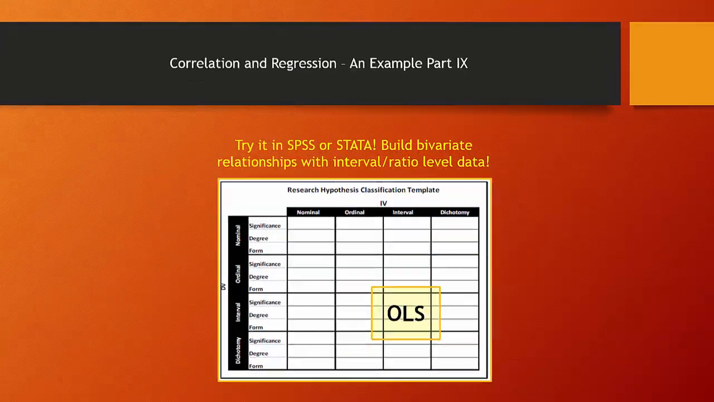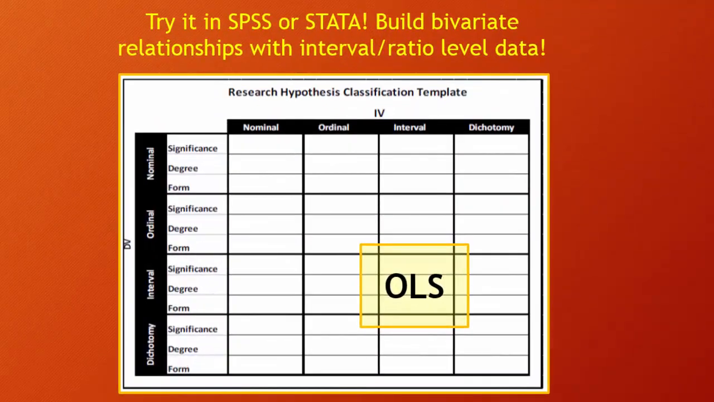Fantastic. That's a lot of coverage here. Way to go. Now what you can do is you can practice this, and you can do some bivariate regressions in your favorite software package, SPSS or Stata. And as we go back and we think about our hypothesis classification template, what we've done here is we've done what's called ordinary least squares regression. And it's called least squares because we're reducing the amount of squared error we're making when we plot that line. And it's appropriate when we have interval/ratio independent variables and interval/ratio dependent variables.